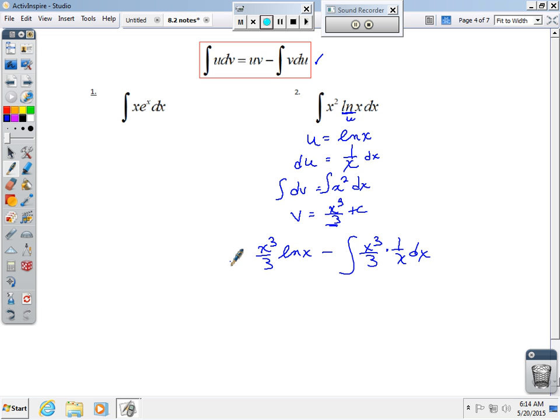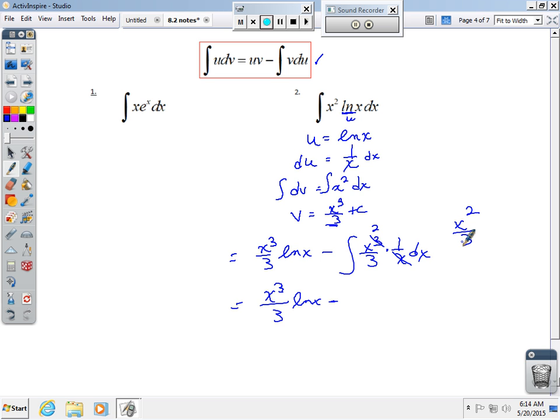Okay, and now we leave this part alone, x cubed over 3 ln of x. And now I can integrate that. Actually, let me simplify it first. That x and that will cancel out. So I have an x squared over 3. So that's going to be an x squared over 3.